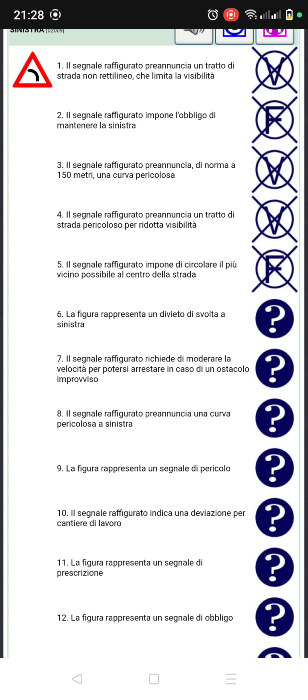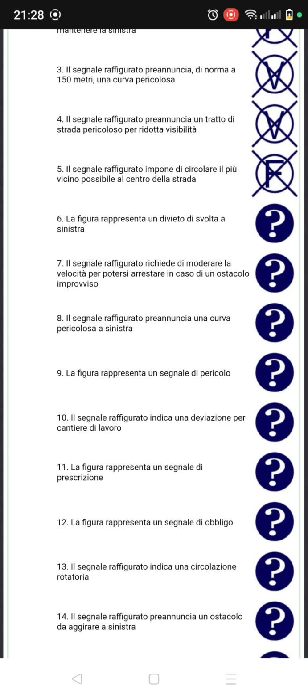So he said this sign figure obliges us to circulate as close as possible to the center of the road. So it is obliging us to circulate close to the center of the road. No, you can't do that. An accident will happen.